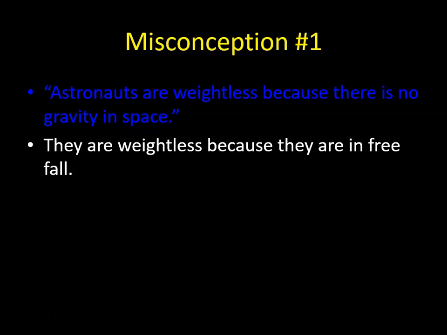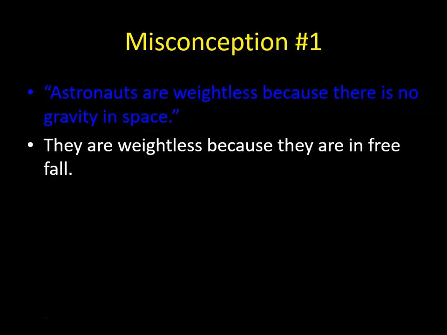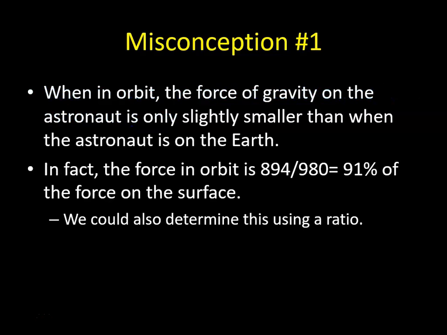So again, Newton's law of universal gravitation tells us that anything that has mass is going to exert a gravitational force on anything else that has mass, and that force extends infinitely far. So in space there's still gravity, and in this case the astronauts are actually close to Earth's surface. They're close enough that their actual true weight is about 91% of what their weight would be on the surface of Earth. It's just they feel weightless because they're falling.